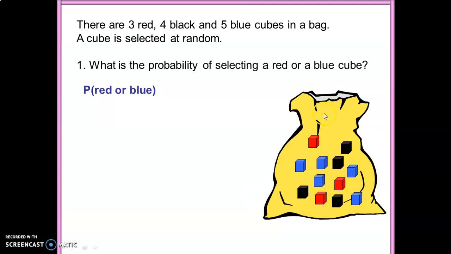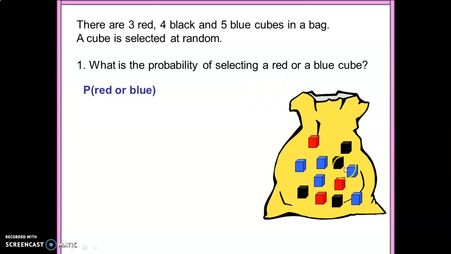As you know, everybody carries around a sack with them, and that sack has cubes in it. You're probably holding your sack of cubes right now. In this sack, in this example, there are 3 red cubes, 4 black, and 5 blue cubes. A cube is selected at random from the sack. What is the probability of selecting a red or a blue cube?